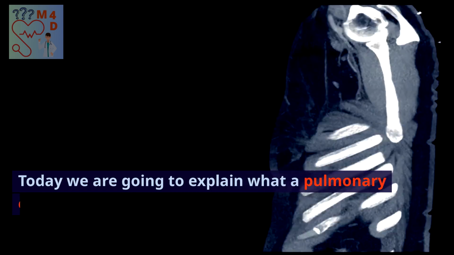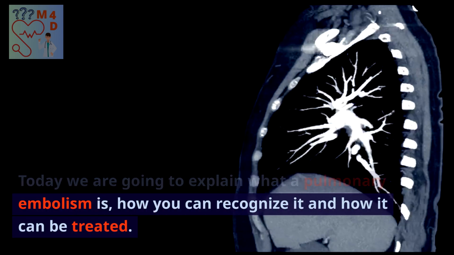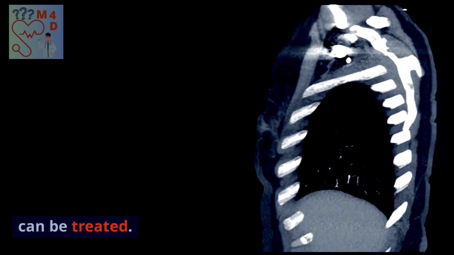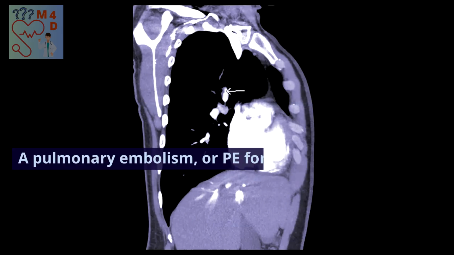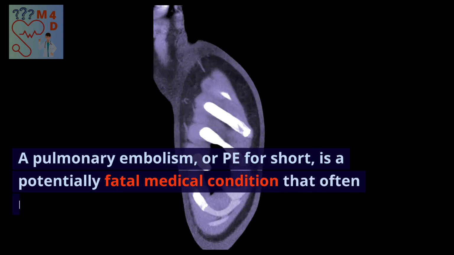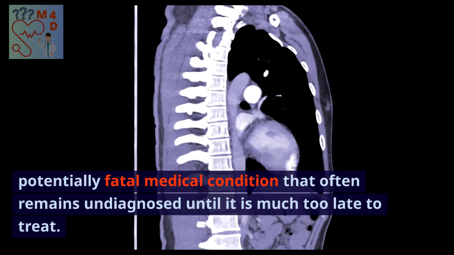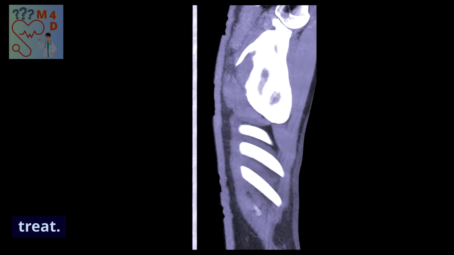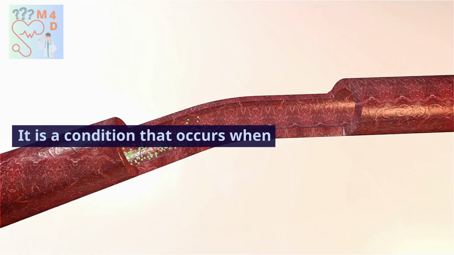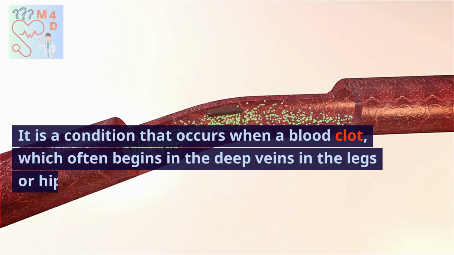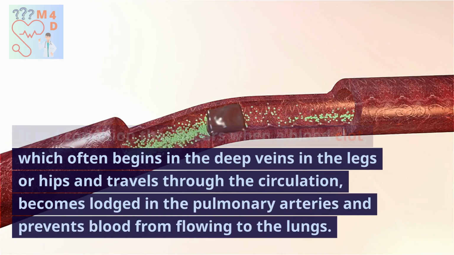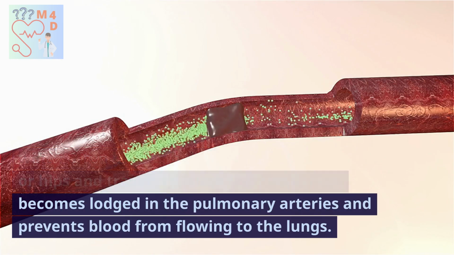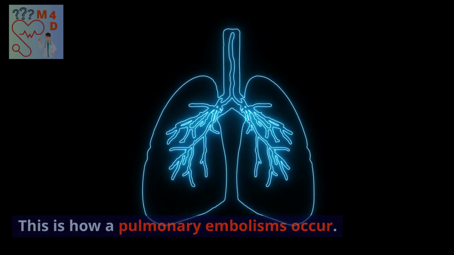Today we are going to explain what a pulmonary embolism is, how you can recognize it and how it can be treated. To start, what is an embolism exactly? A pulmonary embolism, or PE for short, is a potentially fatal medical condition that often remains undiagnosed until it is much too late to treat. It is a condition that occurs when a blood clot, which often begins in the deep veins in the legs or hips and travels through the circulation, becomes lodged in the pulmonary arteries and prevents blood from flowing to the lungs. This is how a pulmonary embolism occurs.